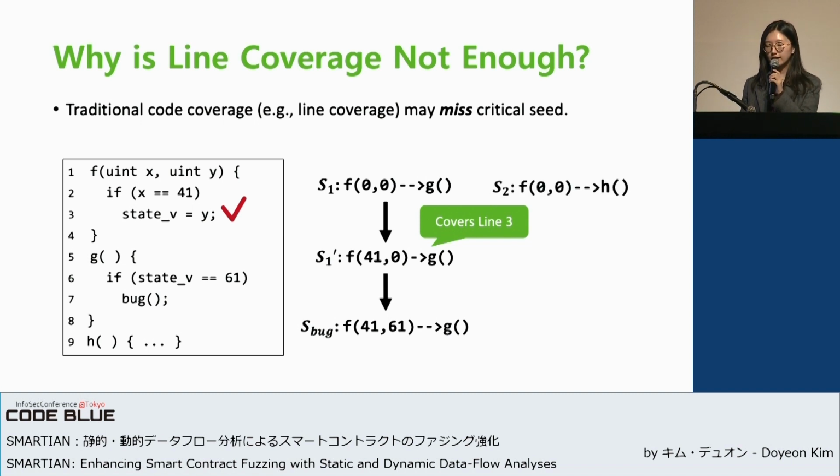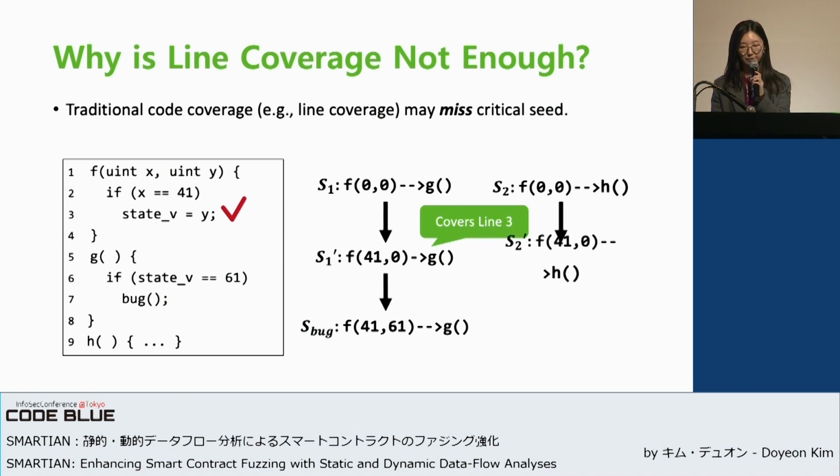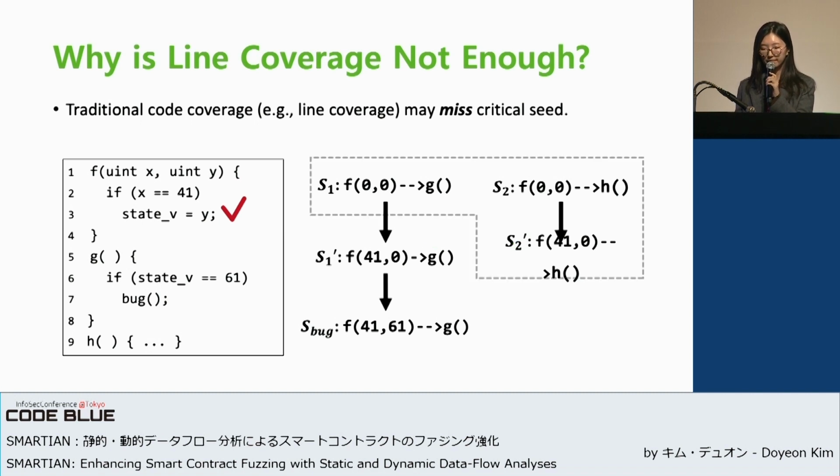Then let's think that there is S2, which is an initial seed that executes F and H in order. We can get S2 prime using mutation. And S2 prime also covers line 3.